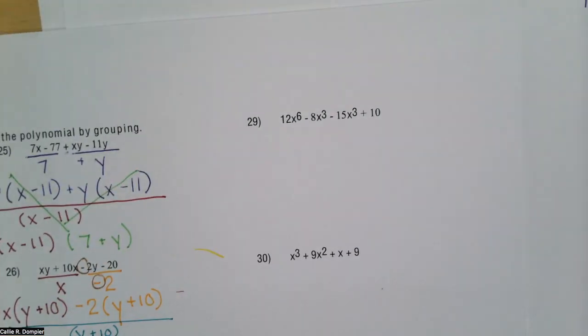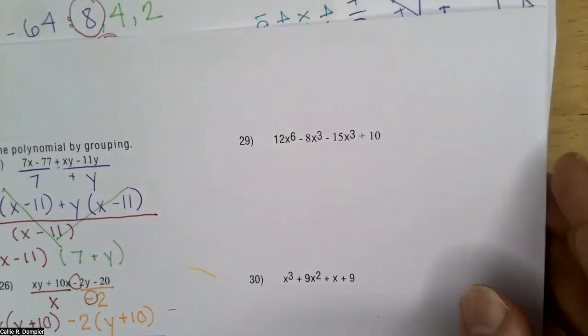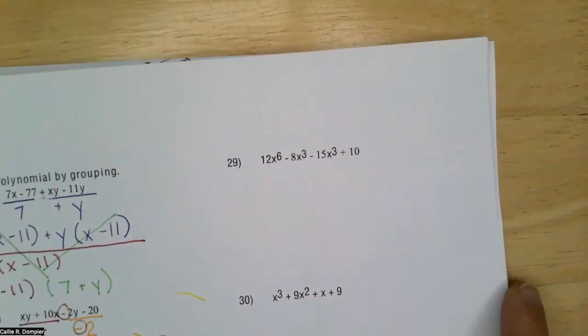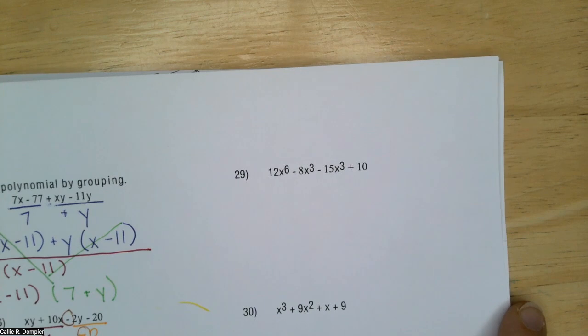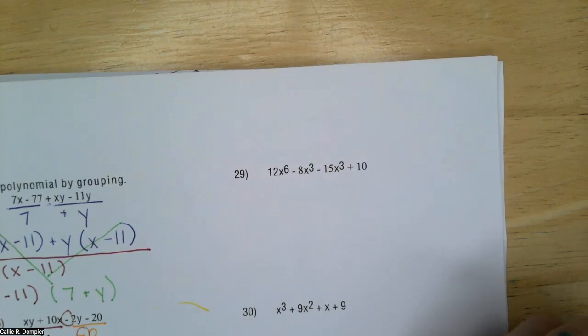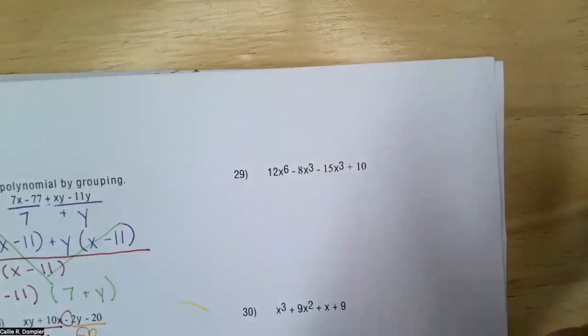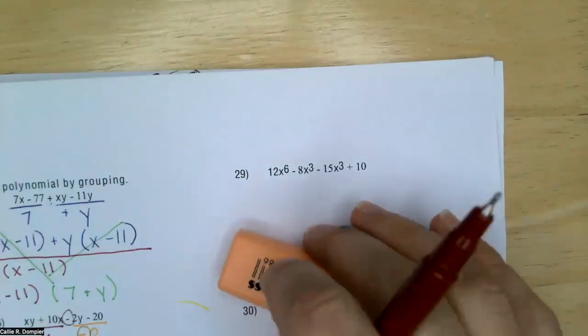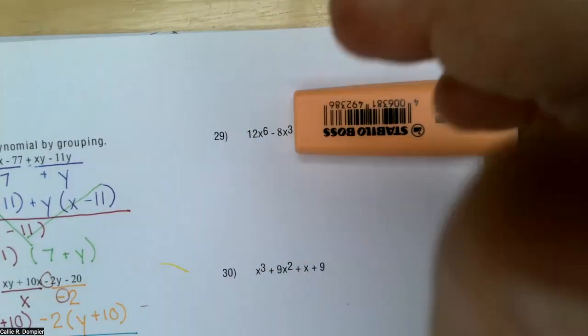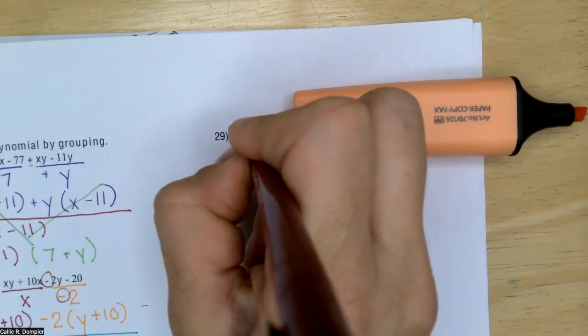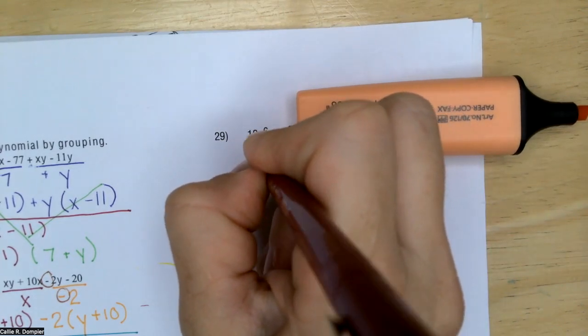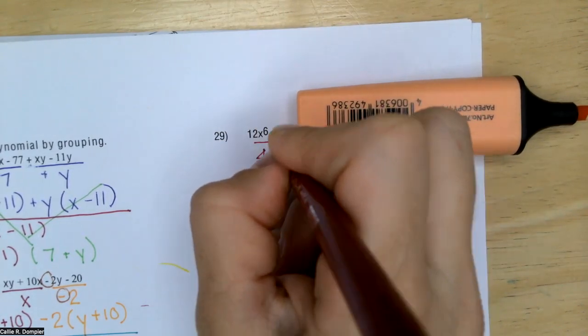12x to the 6th minus 8x to the 3rd minus 15x to the 3rd plus 10. Like, I almost could factor out an x, but we cannot. We can almost factor out a 2, but we cannot, right? So we'll factor by grouping. 12x to the 6th minus 8x to the 3rd. You can divide them both by 4, and you can divide them both by x to the 3rd.